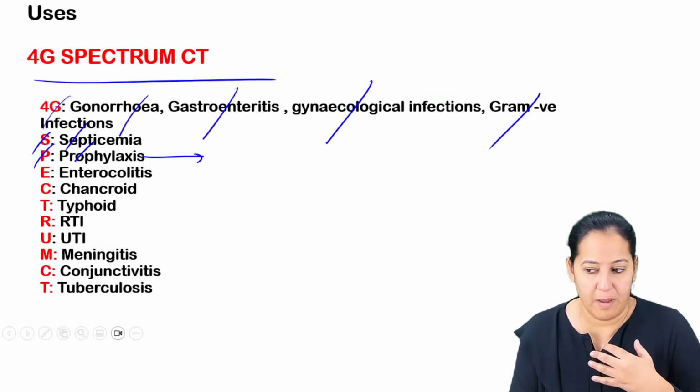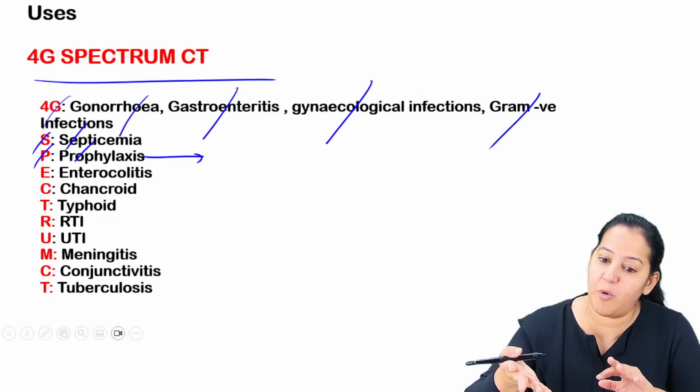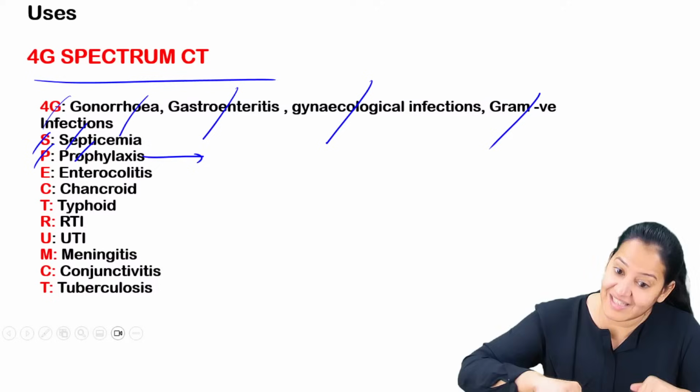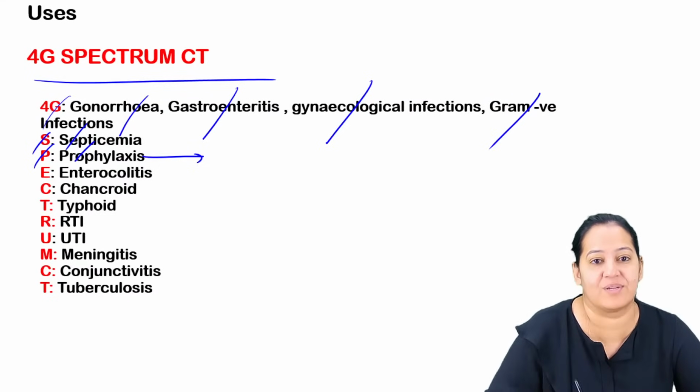I'm going to perform a surgery on my patient. So before that, I will give the antibiotic so that during the surgery or after the surgery, post-op, the patient doesn't have infection. So we use this one as prophylaxis before surgery. We give the fluoroquinolones as a prophylaxis before surgery.